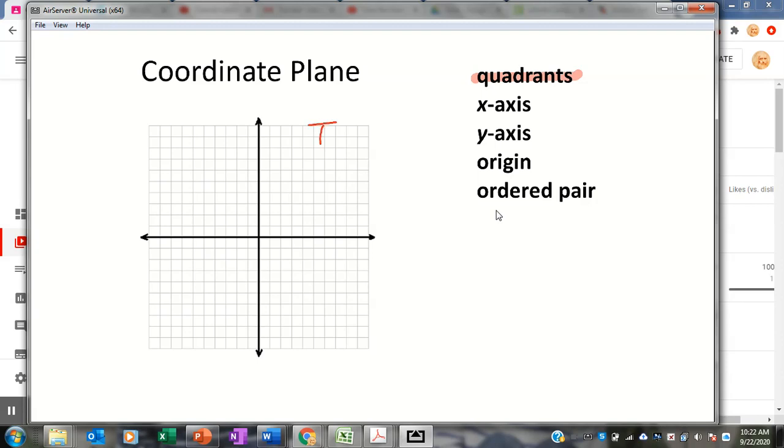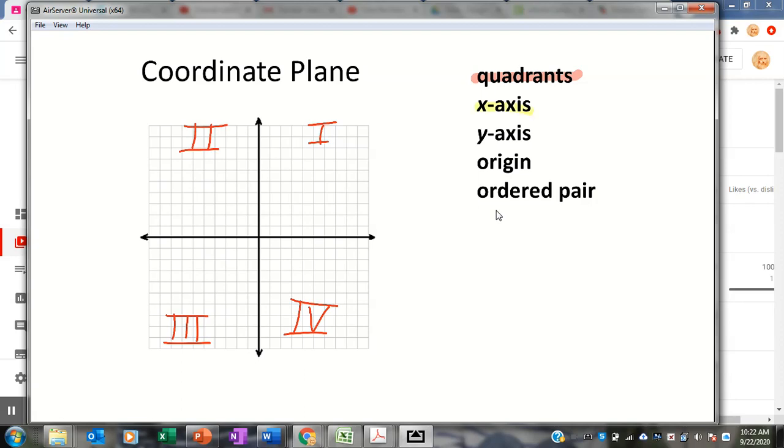So this would be the first quadrant, and it's represented by a Roman numeral 1. This is the second quadrant, represented by a Roman numeral 2. This is the third quadrant, Roman numeral 3, and then that is a Roman numeral 4. And there's your fourth quadrant. So quadrants 1, 2, 3, 4 start with this top right quadrant and then move in a capital C pattern.